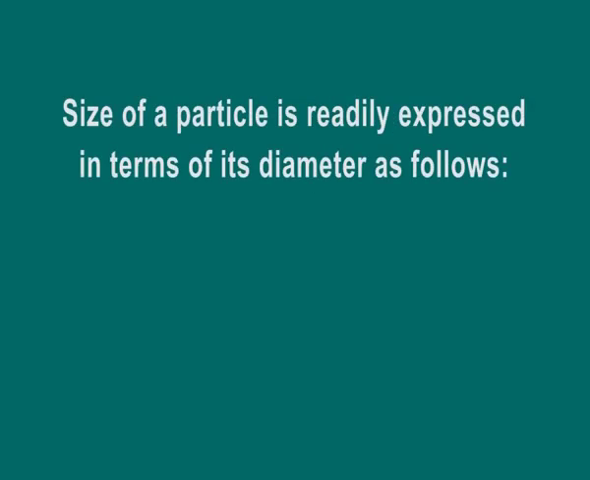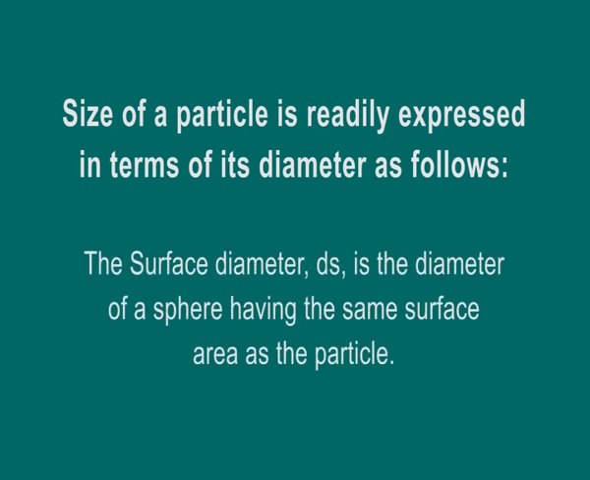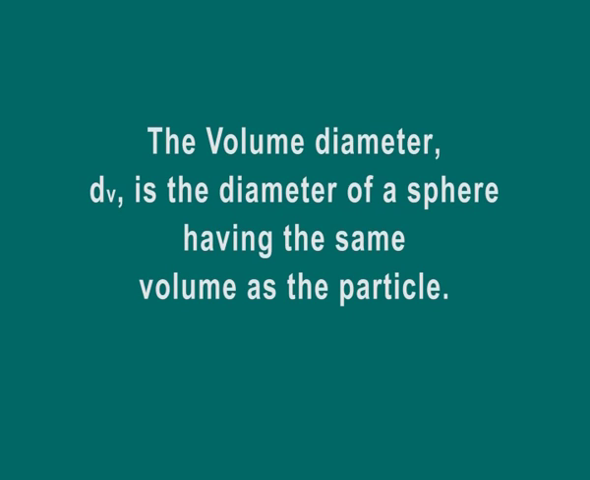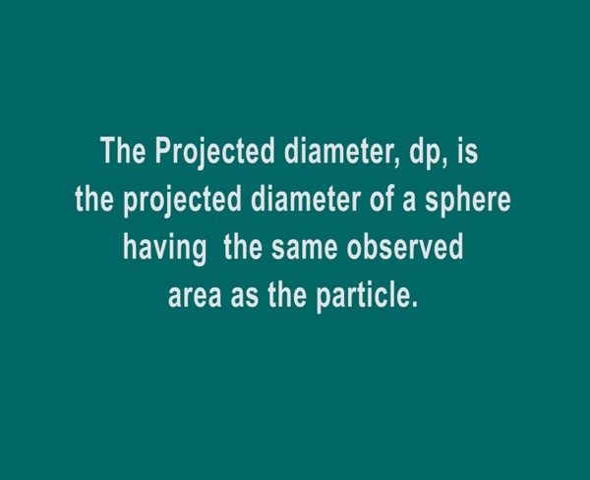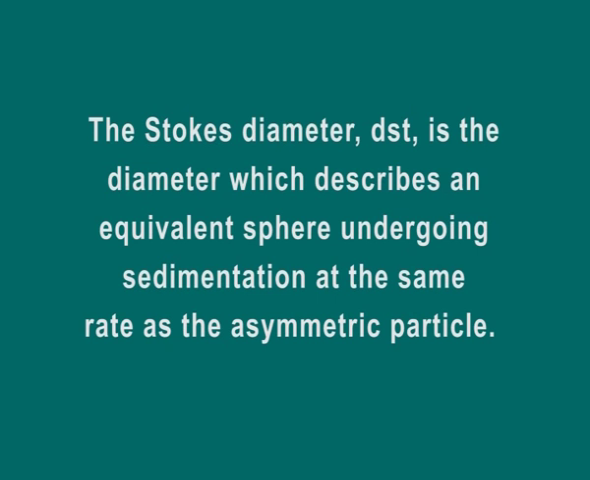The size of a particle is readily expressed in terms of its diameters as follows. The surface diameter, that is ds, is the diameter of the sphere having the same surface area as the particle. The volume diameter, that is dv, is the diameter of the sphere having the same volume as the particle. The projected diameter, that is dp, is the diameter of the sphere having the same observed area as the particle. The Stokes diameter, represented as dst, is the diameter of an equivalent sphere undergoing sedimentation at the same rate as the asymmetric particle.